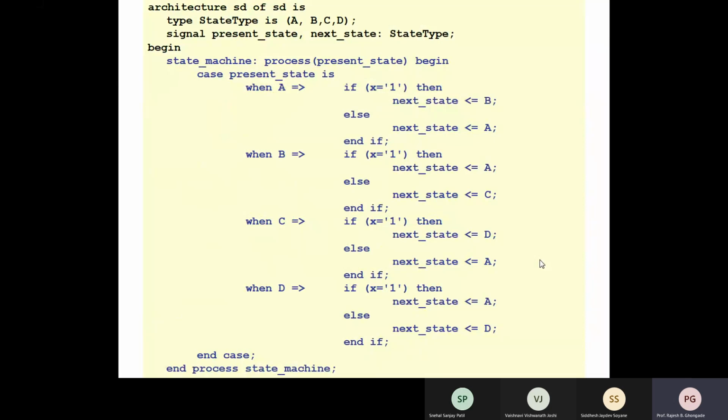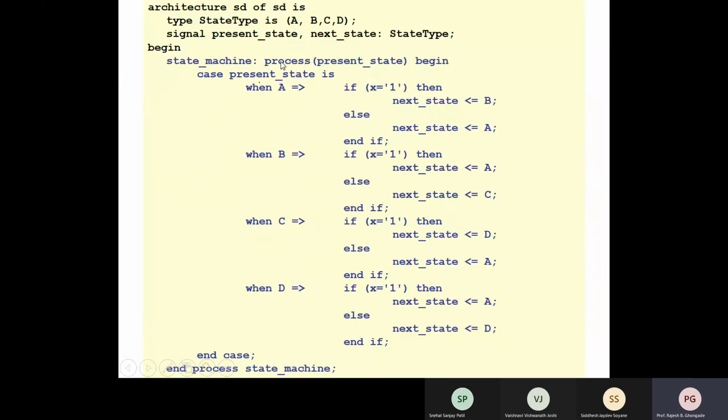Then we have architecture. Please remember that we are always going to start with the type declaration. There are 4 states in our case. So I'm going to declare a state type, a user defined data type, enumerated as A, B, C, and D. So it will have the possible values A, B, C, and D. Signals I'm going to use are present state and next state, the same thing that we have done.